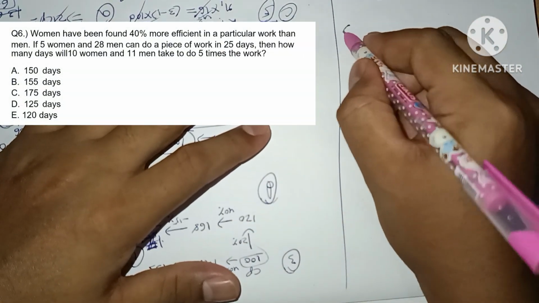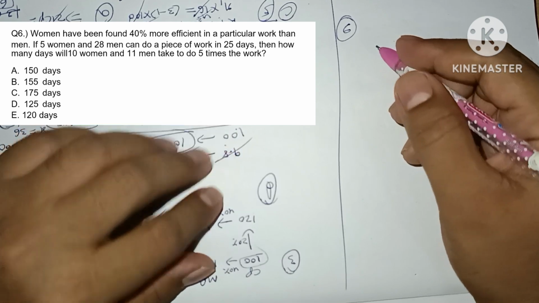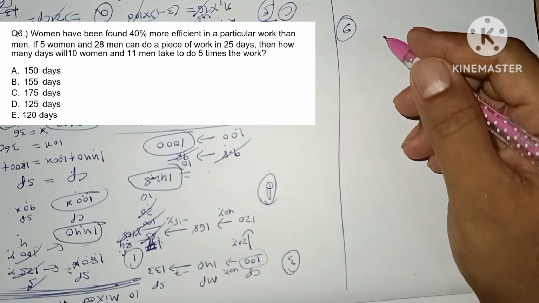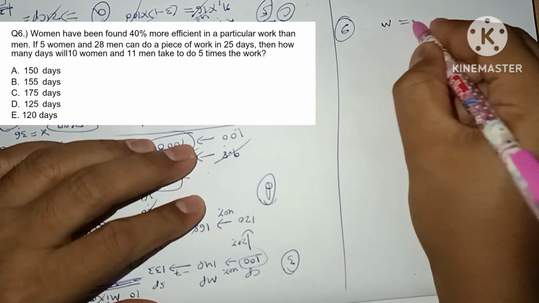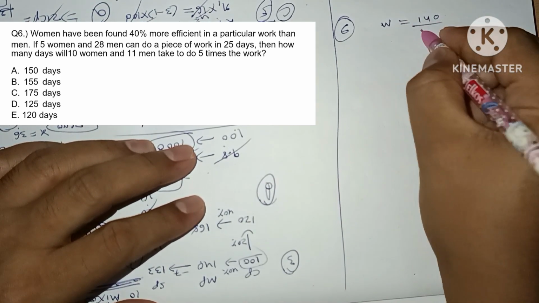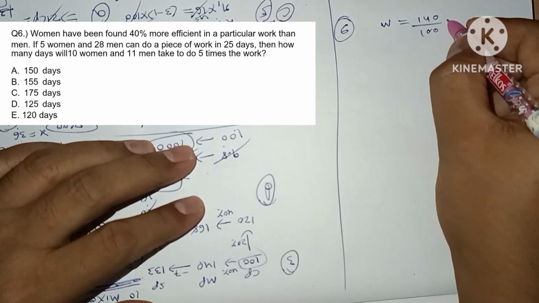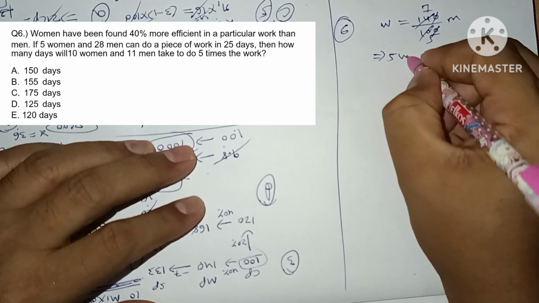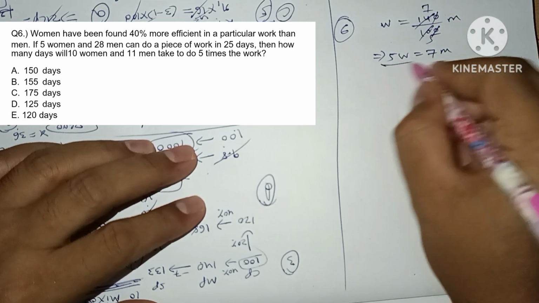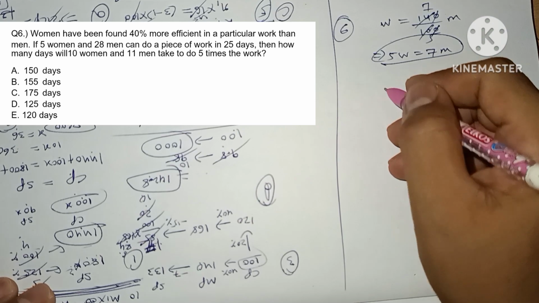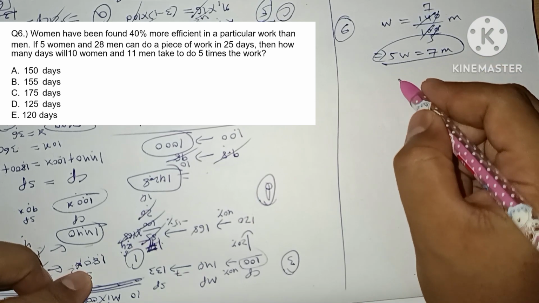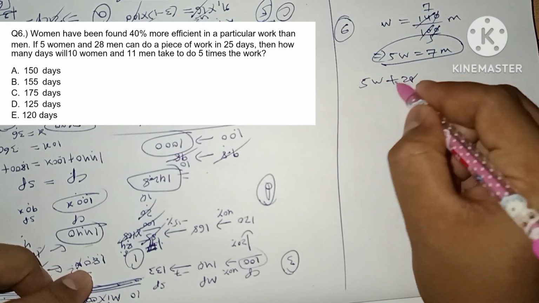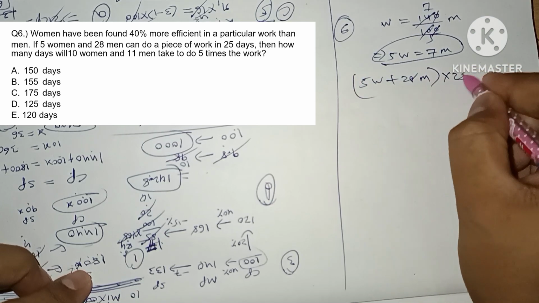Now we are going to see question number 6. Women have been found 40% more efficient in a particular work than men. So women being 40% more efficient means 140 divided by 100 compared to men. So this will be 7 times and 5 times. So 5 women is nothing but 7 men is the equation we got. The next statement is if 5 women and 28 men can do a piece of work in 25 days. So 5 women and 28 men can complete a work in 25 days.